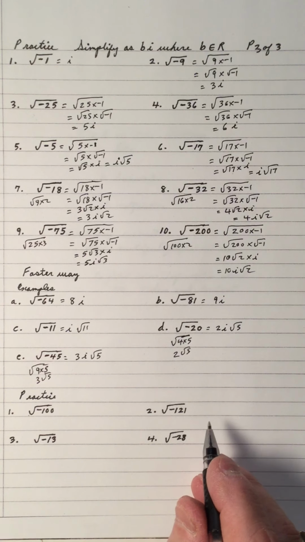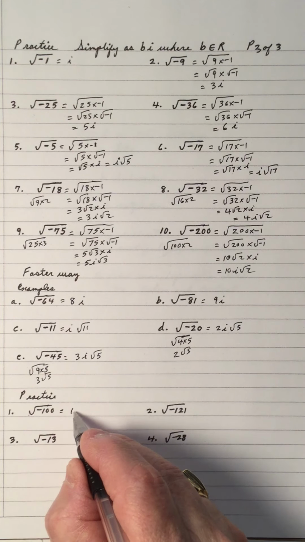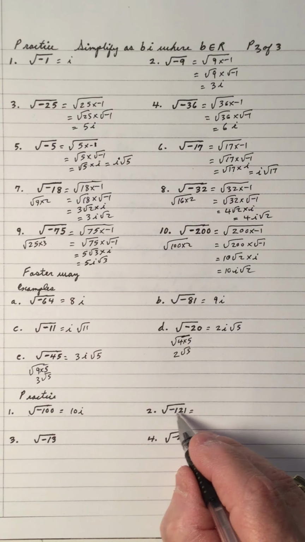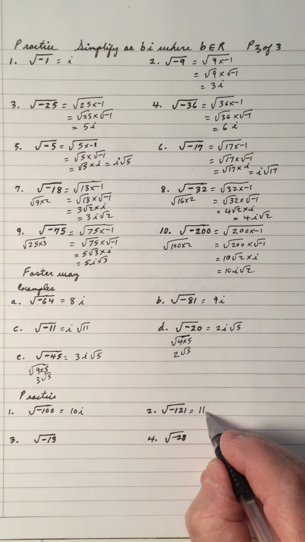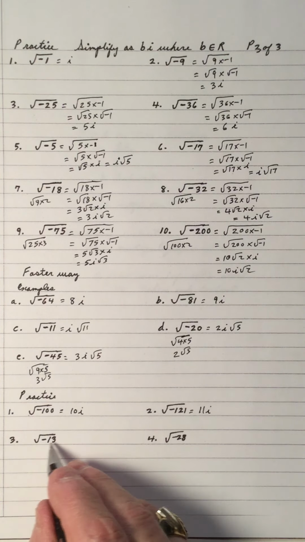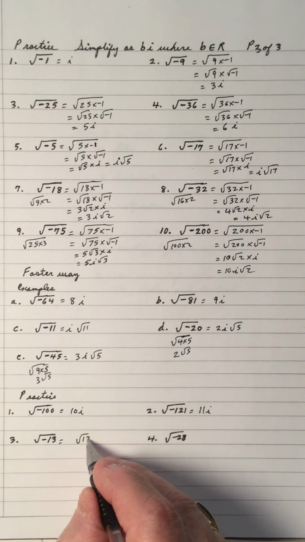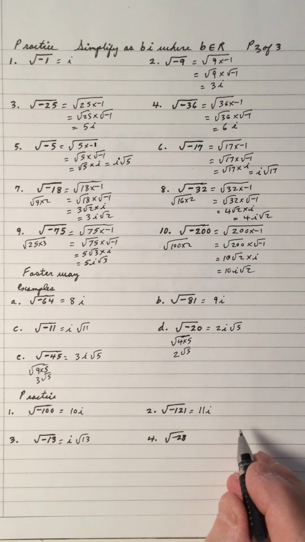And practice the fast way. Pause your video and work these out. Here I go. The square root of negative 100: the square root of 100 is 10, and it's an i because of the negative number. Square root of negative 121: the square root of 121 is 11, and because it's negative, I have an i. Square root of negative 13: can't do the root of 13, and because it's negative, I have to have an i, but the i goes in front of the root.